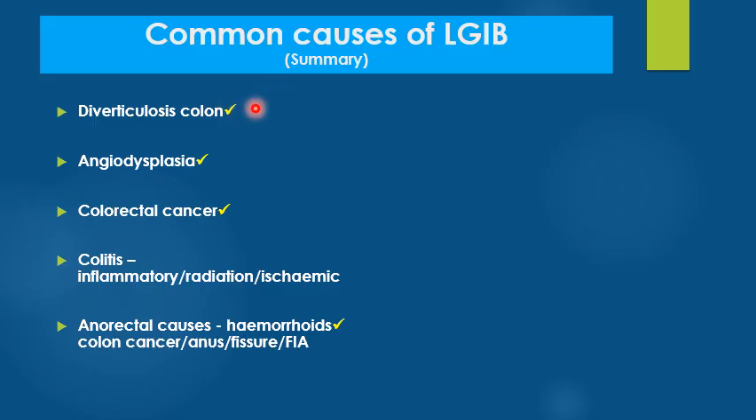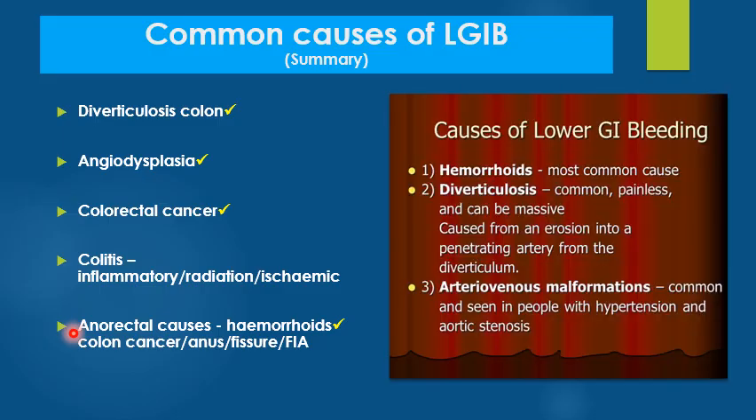These are the common causes of lower GI bleed. A summary: diverticulosis, angiodysplasia, colorectal cancer, colitis due to inflammation, radiation, or ischemia, and anorectal causes, especially hemorrhoids. This summarizes the three most common causes: hemorrhoids, diverticulosis, and AV malformation or angiodysplasias.